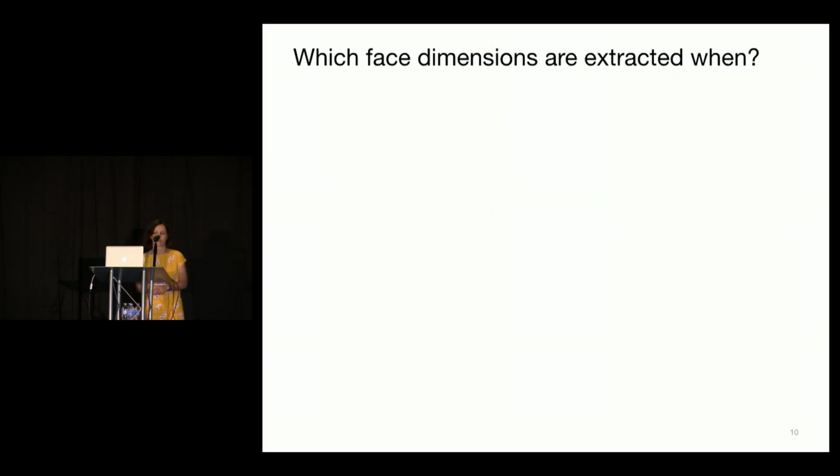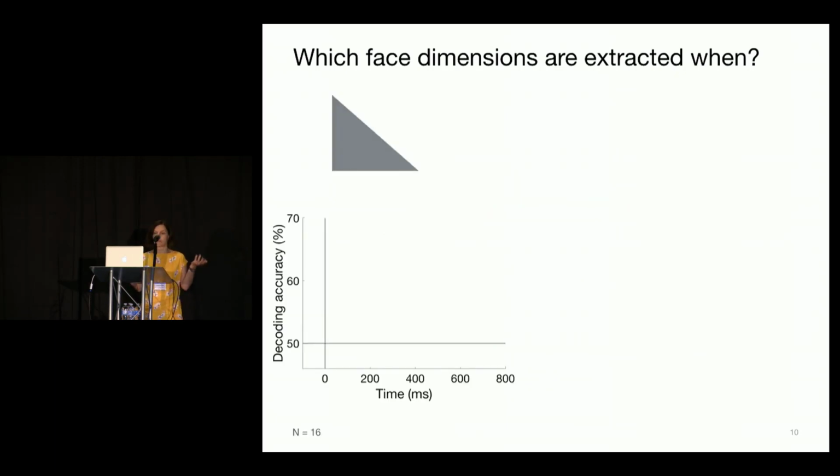So to come to the first question, which face dimensions are extracted when? Well, the first thing we want to know is at what point can we discriminate different images from each other in our MEG data? So that's not about faces in particular. That will be the same if I present object images or whatever. We want to know when we can discriminate these images based on the image data.